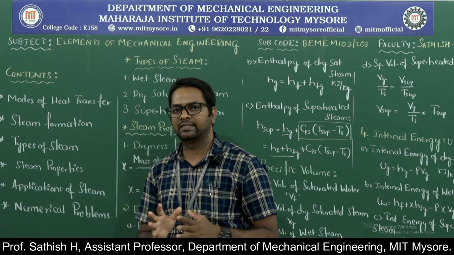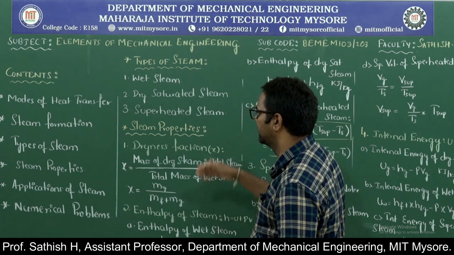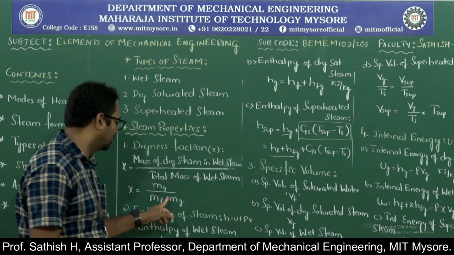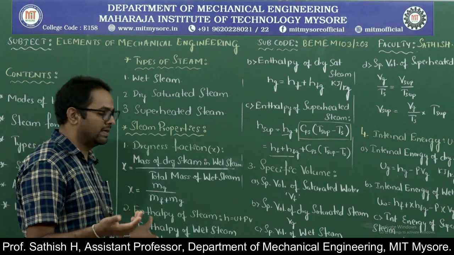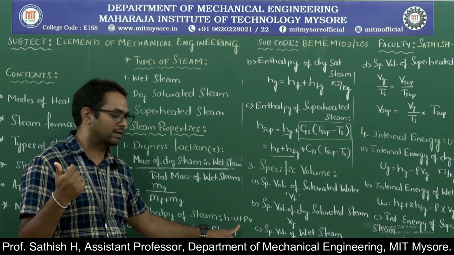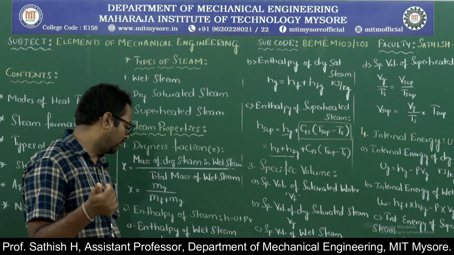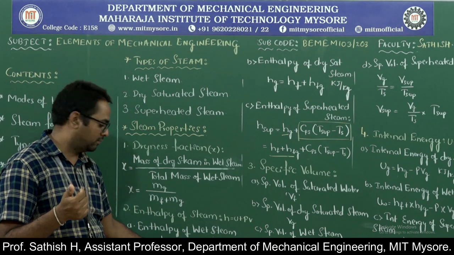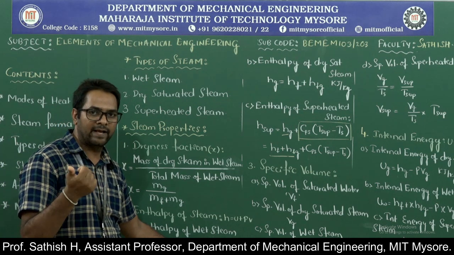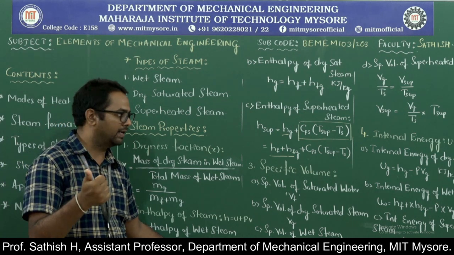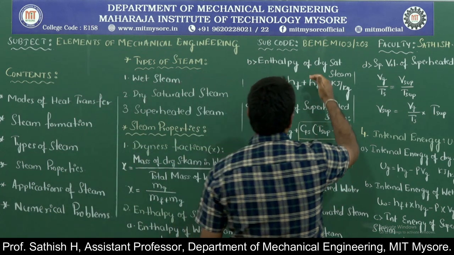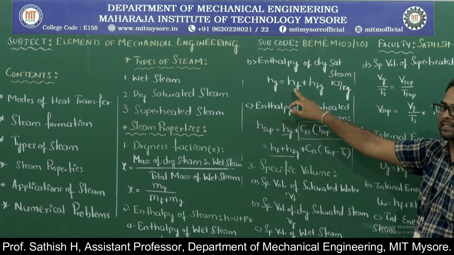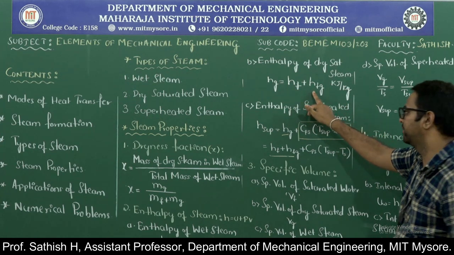In order to summarize, the steam properties are as follows. Dryness fraction is the mass of the dry steam to the total mass of the wet steam. Enthalpy is nothing but the summation of internal energy plus pressure into volume. The enthalpy of the wet steam is given by the sensible heat, Hf, plus the dryness fraction times Hfg, the latent heat of evaporation. And the enthalpy of the dry saturated steam is given by Hg is equal to Hf plus Hfg, that is sensible heat plus latent heat of evaporation.